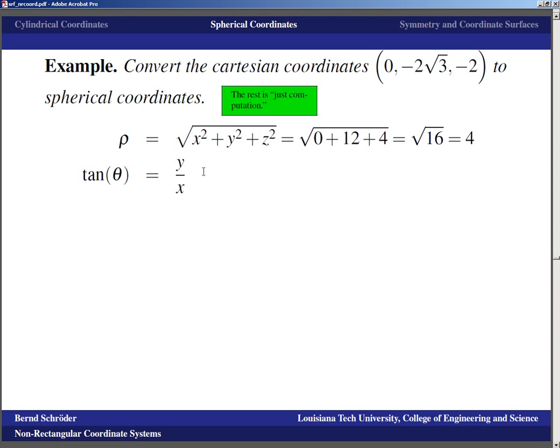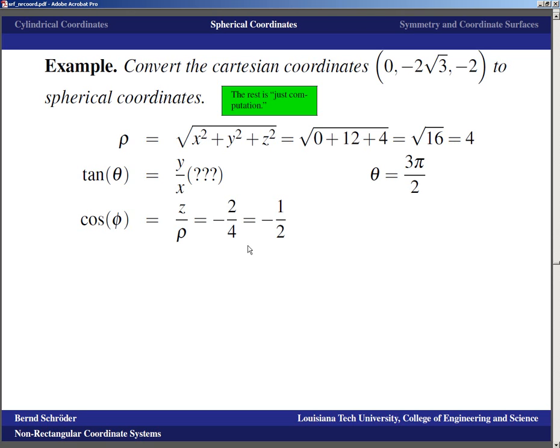No problem there. Tangent theta is y over x, and that's kind of strange because we're dividing by 0. Well, when x is equal to 0, we are on the y-axis, and that's perfectly fine. Y is negative, so we're on the negative y-axis. The angle that corresponds to the negative y-axis is 3 pi over 2, because we have to go from the x-axis three-quarters of the way around to reach the negative y-axis. Then cosine phi is z over rho. We've got z being -2 and rho being 4, so that will be -1/2.